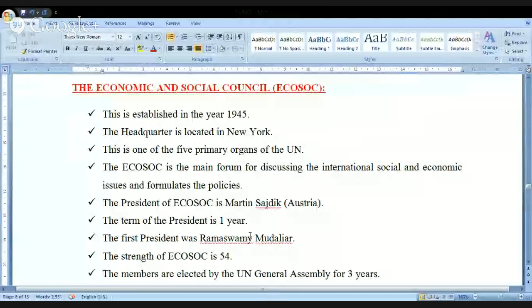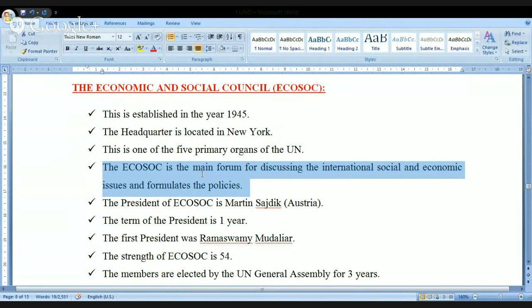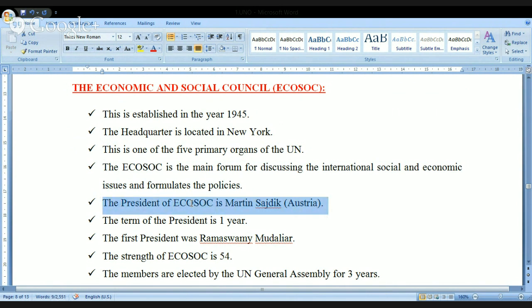Next, another small one. We'll have a discussion about the Economic and Social Council. It is also called ECOSOC, established in the year 1945. As usual, we know the location, New York. This is one of the primary organs. Remember this. This is the main platform for discussing international social and economic issues. The name itself indicates that whatever is happening in 193 countries with respect to economic and social issues will be discussed on a platform called ECOSOC. Look at this. There is a president here, and the term of the president is 1 year.